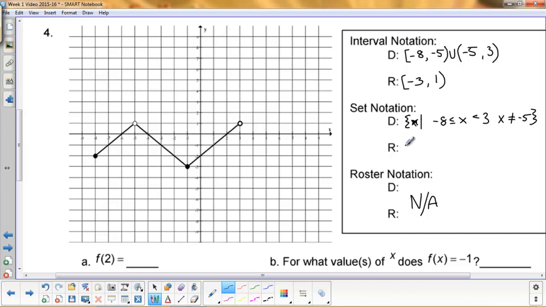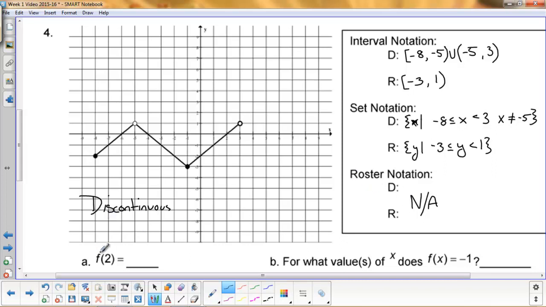All right, and again, we'll define our range, and that's going to be -3 less than or equal to y, which is less than 1. Now, what is the reason that we don't use roster notation? Because this is a discontinuous graph. Remember, the only time we use discrete or roster is on a discrete function or relation.